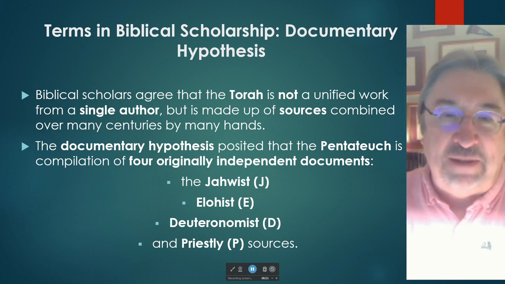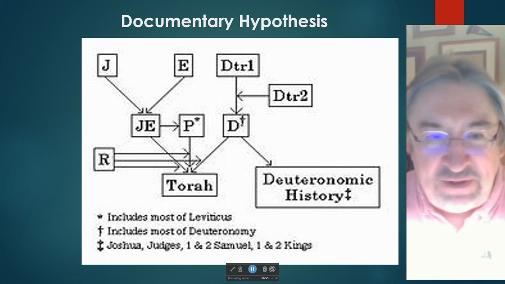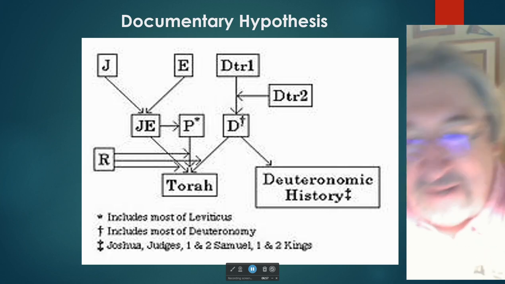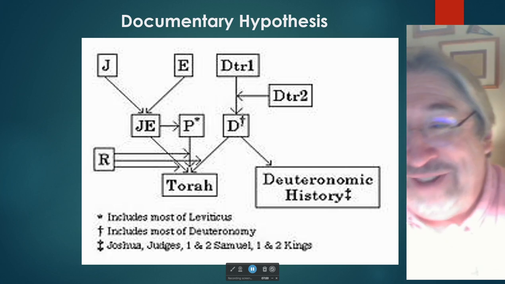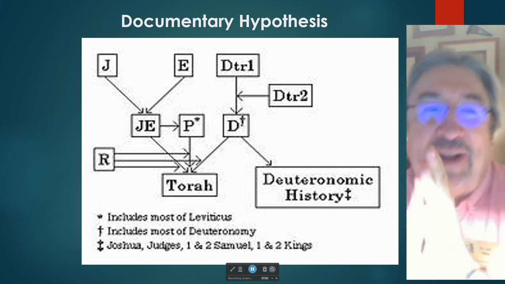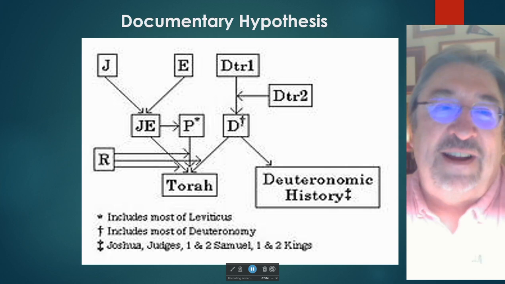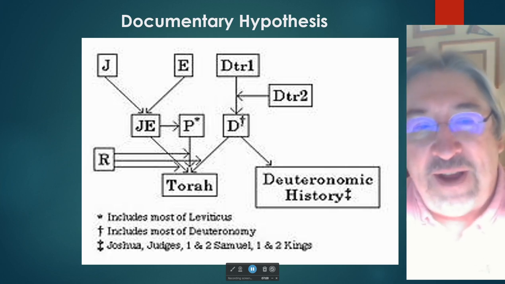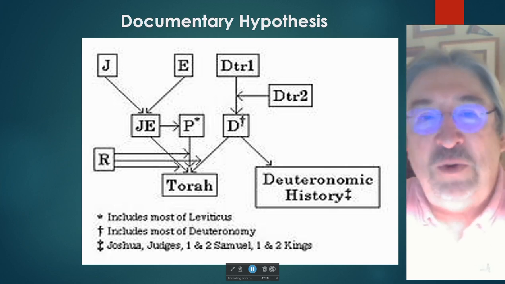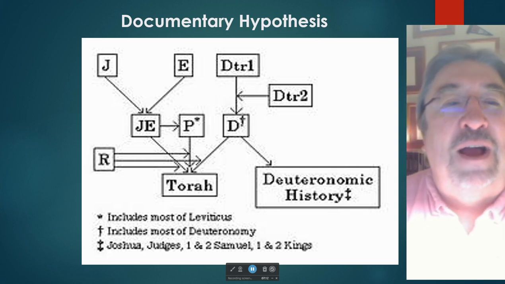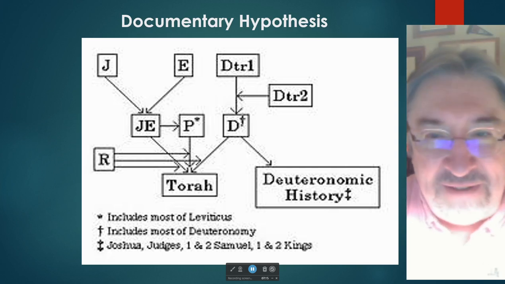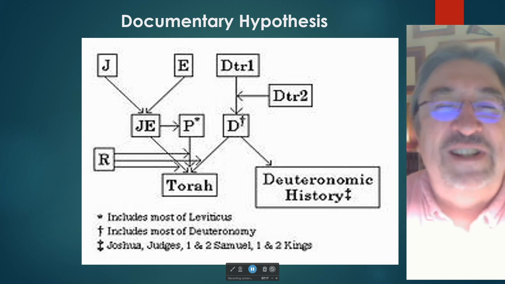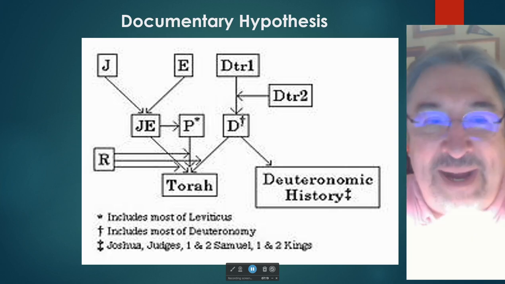is basically grounded upon. So here's a diagram, and it can be kind of daunting and complicated, but basically the documentary hypothesis is that the Yahwist source and the Elohist source ultimately were separate, and then over time were combined together.